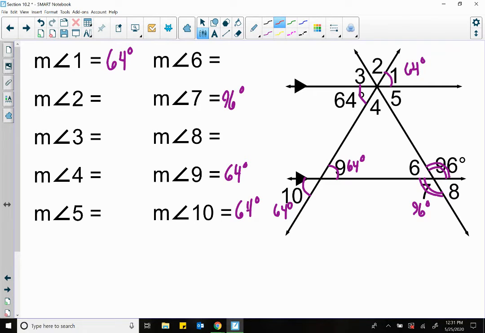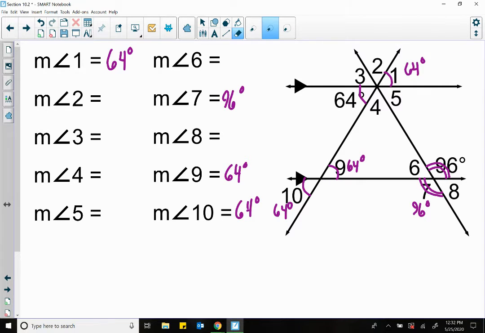So now I start figuring out some of those other angles. This is where I would start looking for linear pairs, and we definitely have some. 96 and 6 are a linear pair, or 96 and 8, or angles 7 and 8, or angles 7 and 6. So you see that you've got some linear pairs right here that can help us out. Remember, with linear pairs, you just take 180 minus the other angle that's given.